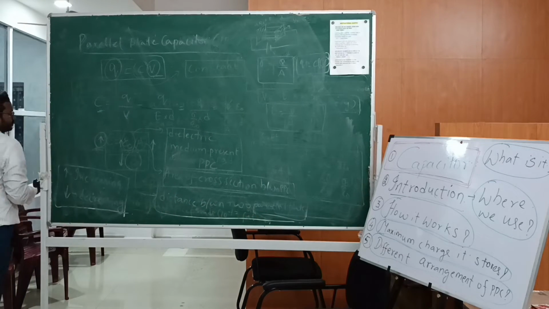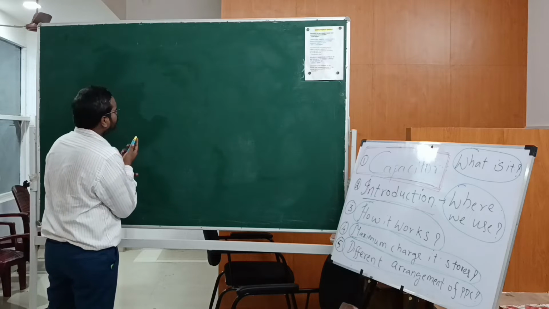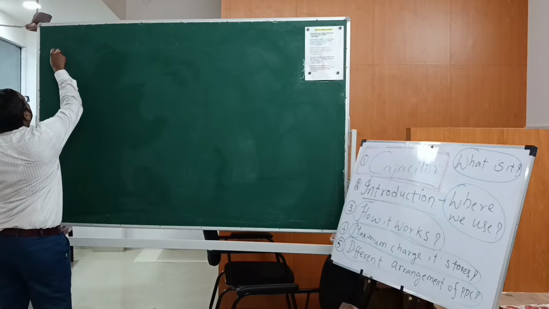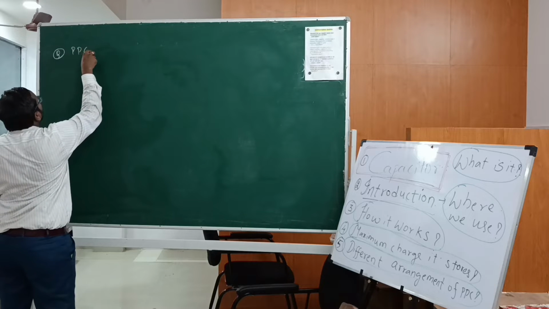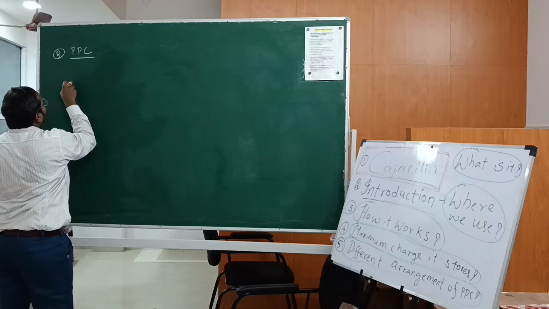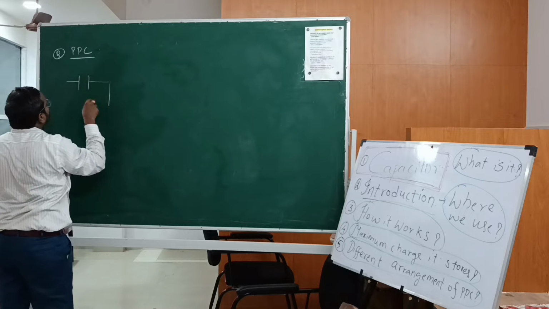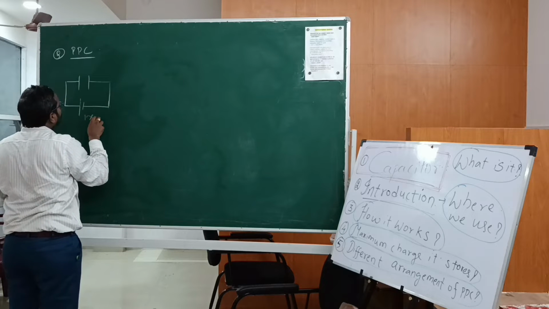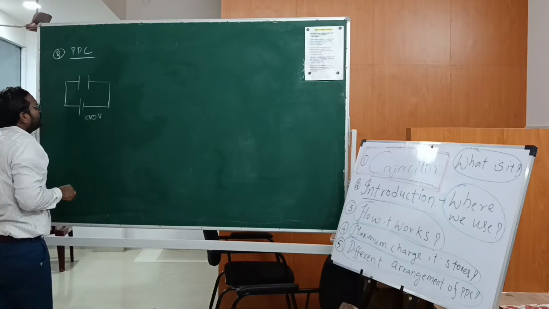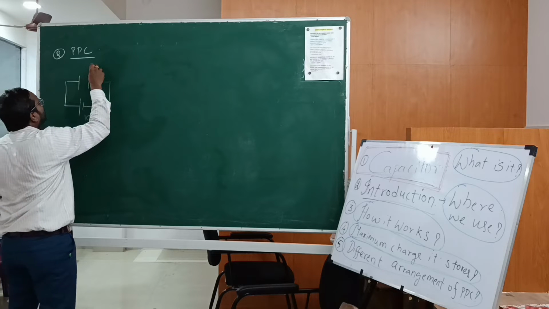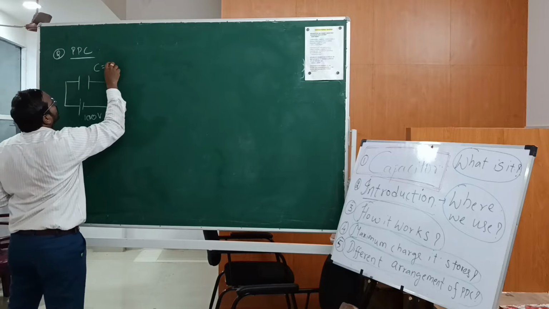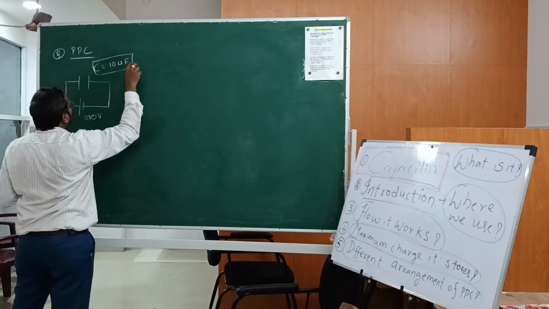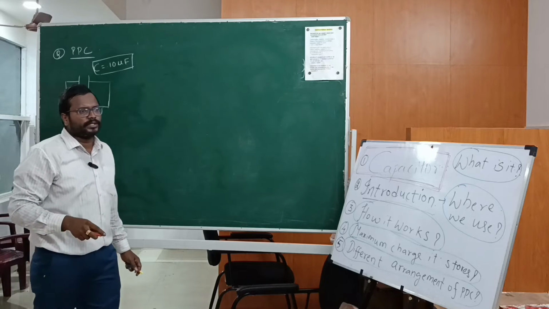So these are the things the capacitor depends on. Before going further, I wanted to solve a few problems on PPC. So what is a parallel plate capacitor? They can give you some voltage, 100 volts, and they will say that the capacitance of the capacitor is 10 microfarads. What are the things they can ask you here?